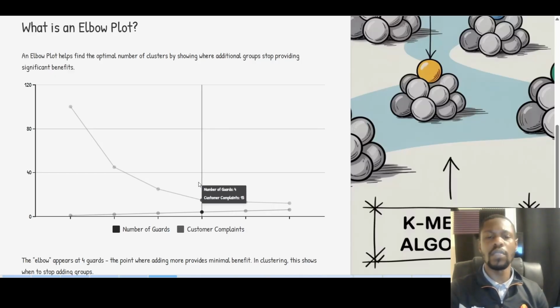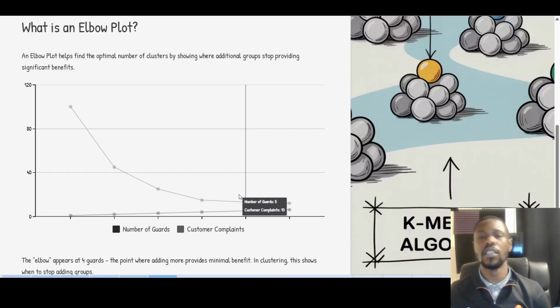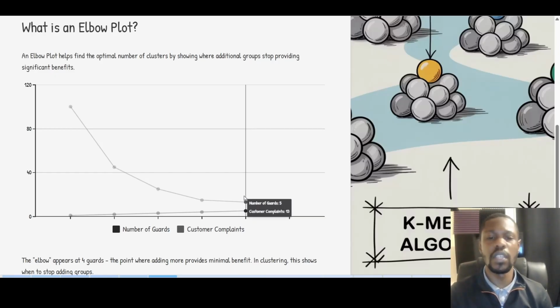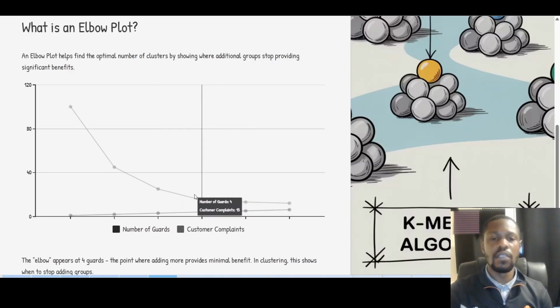What if we now hire a 5th security guard? Okay, we've only gone down 2% in terms of our incidences. And what if we again hire a 6th security guard? Okay, now there's barely any difference at all. So we can see 4 seems to be the optimal number of security guards to hire in relation to how many complaints we're getting in. So it's all to do with the amount of benefit.